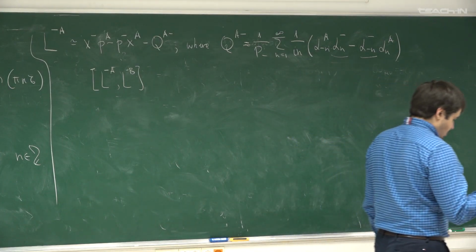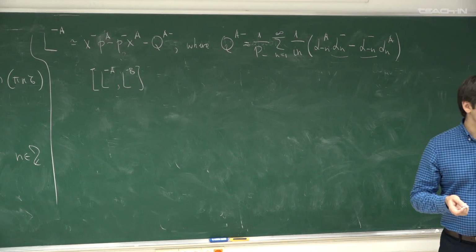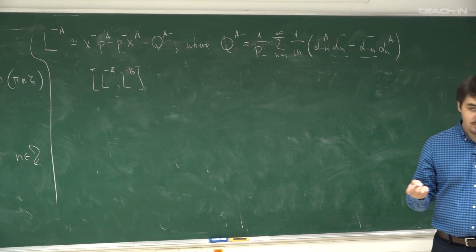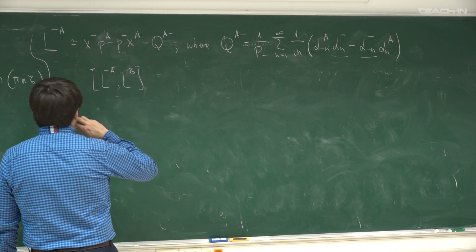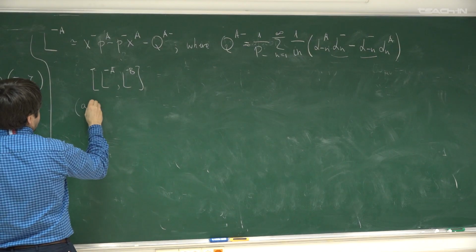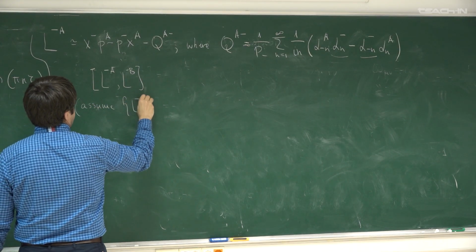Here we will assume that classically nothing bad happens. So classically the commutator is 0. The commutator should be 0 if we want to have the Lorentz algebra, right? As we discussed. So in a way, let's assume that we have checked that classically the Poisson brackets are 0.